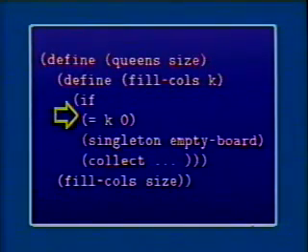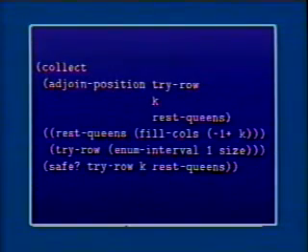If k is equal to 0, well, then I don't have to put anything down. So my solution is just an empty chessboard. Otherwise, I'm going to do some stuff, and I'm going to use collect. And here's the collect. I find all ways to put down queens in the first k minus 1 columns. And that's just what I said before. Imagine I have this tree down to k minus 1 levels. And then I find all ways of trying a row. That's just each of the possible rows, their size rows. So that's enumerate interval.